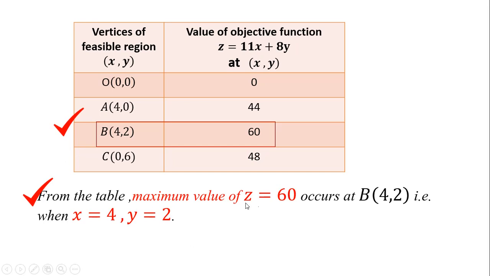That means we have to find the maximum value of z, and we have to find the values of the decision variables, that is x and y. It is the most important thing. X is equal to 4 and y is equal to 2. So it is the solution of the LPP.